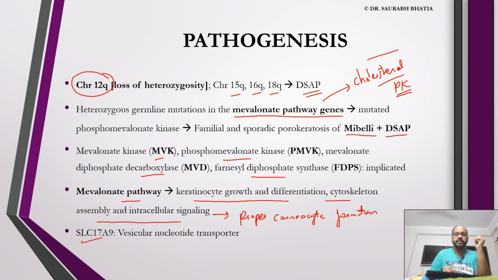Another gene, SLC17A9, has been implicated. It is a gene for a vesicular nucleotide transporter, but I mention it just because it's mentioned in Rook's. Otherwise, we need not remember anything. Just remember two things: chromosome 12 and mevalonate pathway gene mutation. Let's move forward.